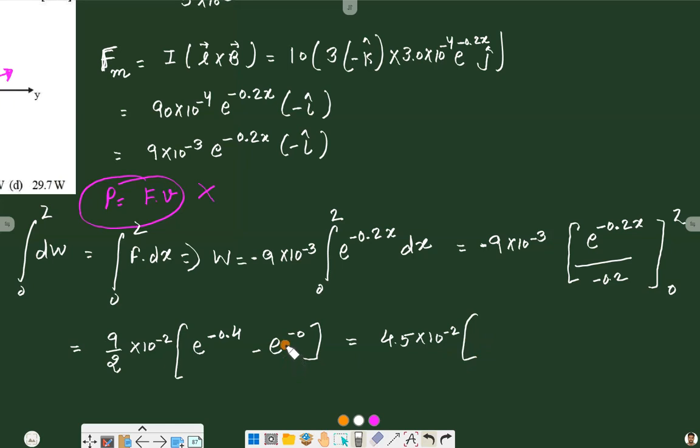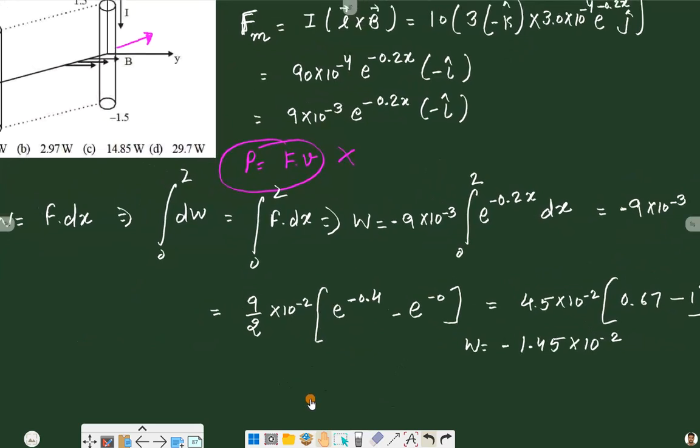e raised to power negative 0.4 is 0.67, and e raised to power 0 is 1. So what will we be left with? Solving this part, we will have 1.45 into 10 raised to power minus 2 with negative sign. So this will be the amount of work that we need to do.